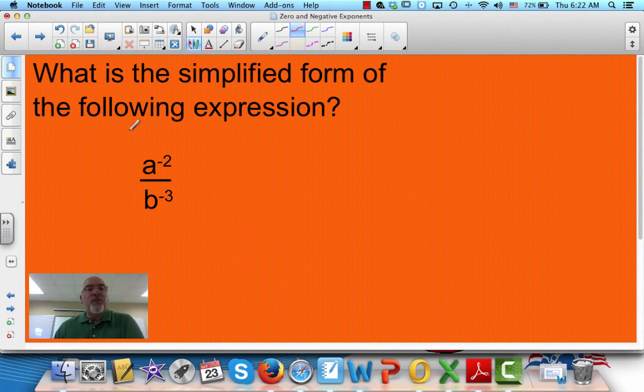What is the simplified form of this expression? Okay, we've got a, excuse me. Let me see if I can get the lights back on. There we go. A to the negative 2 over b to the negative 3. So we've got a negative exponent on top that needs to go to the bottom. So that will be a to the 2. We've got a negative exponent on the bottom that needs to go to the top. So that's b to the third.